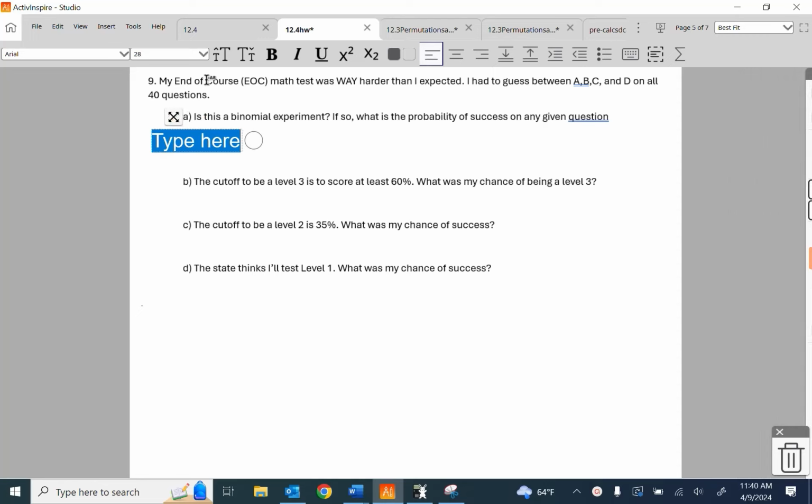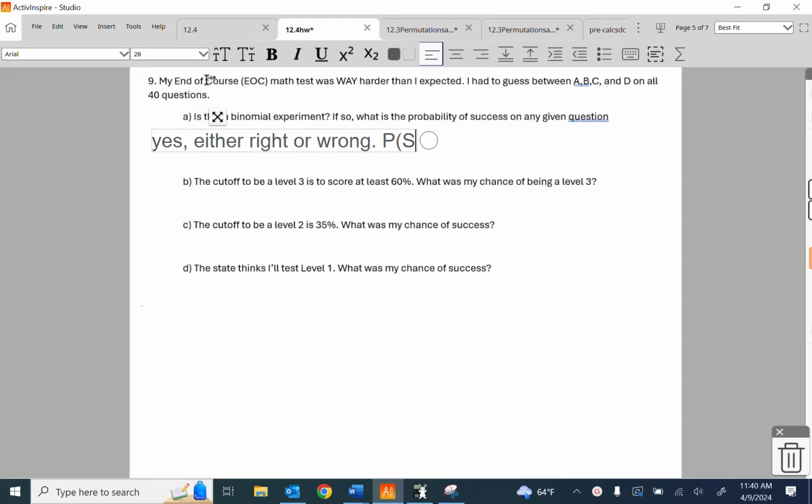Part 1 of this one talks about your end of course test. It says it's way harder than expected, so you just guess between A, B, C, and D on all of it. Not even talking about the chances of getting multiple select right, which are lower than you think. Is this a binomial experiment? Yes. You are either right or wrong. Plain and simple.